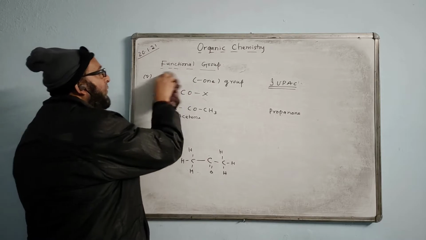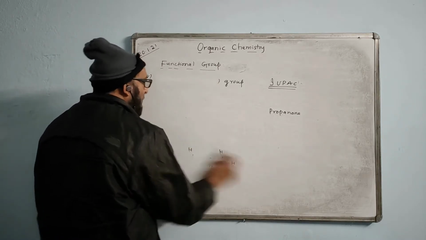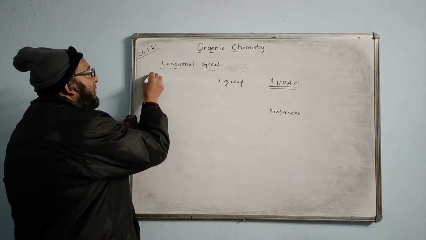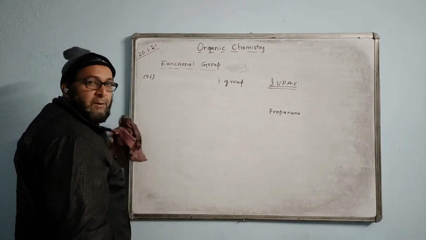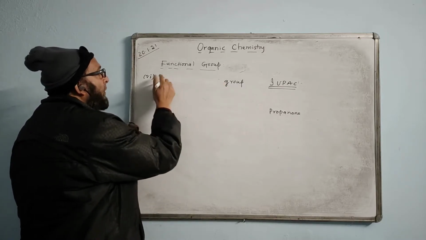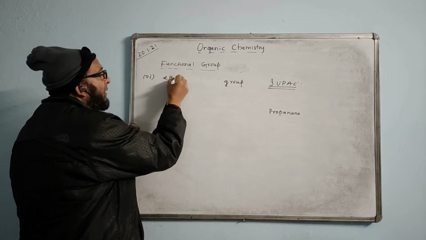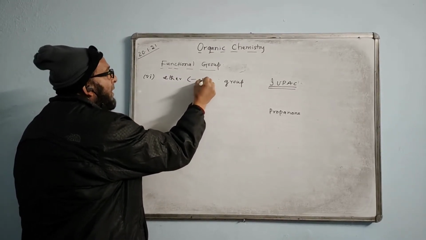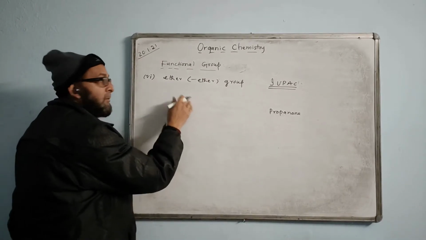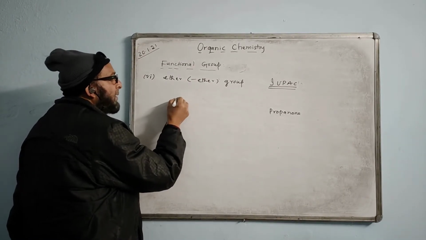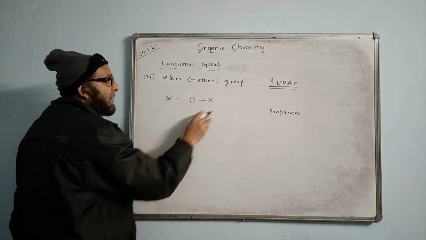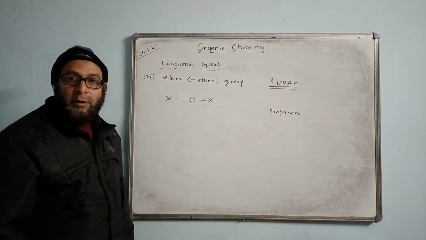Now the last functional group about which you have to know is which number it is. I don't remember the number. 6th or 7th. Okay, 6. Last group is ether. Right? Ether group. In IUPAC system also we call it ether. Ether group will be like this: X, O, X, same thing on both sides. In the middle we have O, only oxygen.